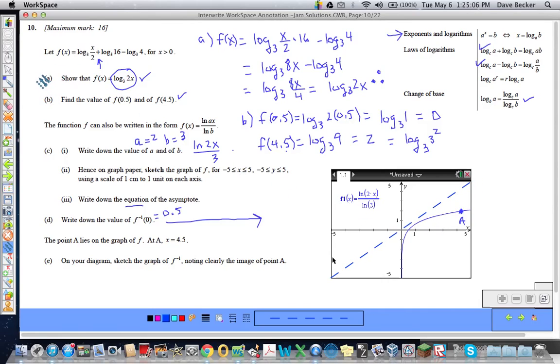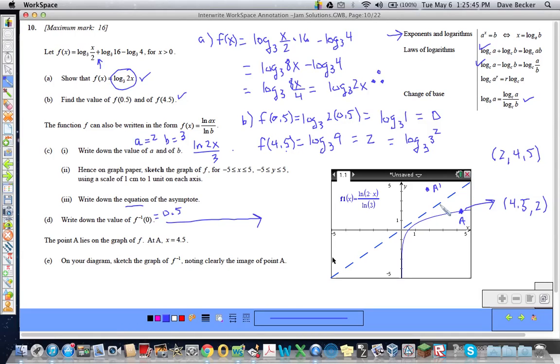So there's two ways you can think about it. Well, the way that you should do it is: if x equals 4.5, we know that f of 4.5 is equal to 2. So this is the ordered pair 4.5, 2. Well, that means the inverse has the ordered pair 2, 4.5. So you should do that first. 1, 2, 4.5, about right there. There is A prime, right there.